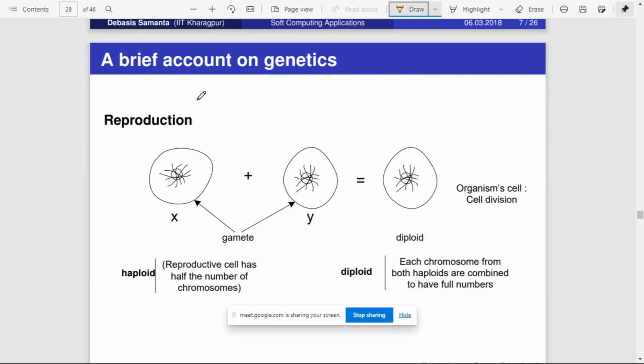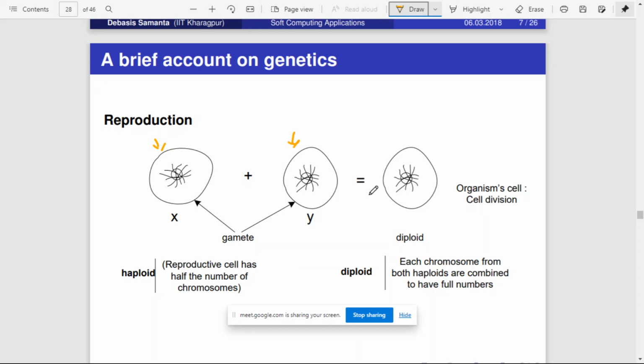So how does reproduction happen in the real world? Here there are two individuals, X and Y. The chromosomes of the two individuals will be involved. Half of the chromosomes will come from X and half from Y, and as a result a new offspring will be created. This new offspring will get half of its chromosomes from one parent and the other half from the other parent.